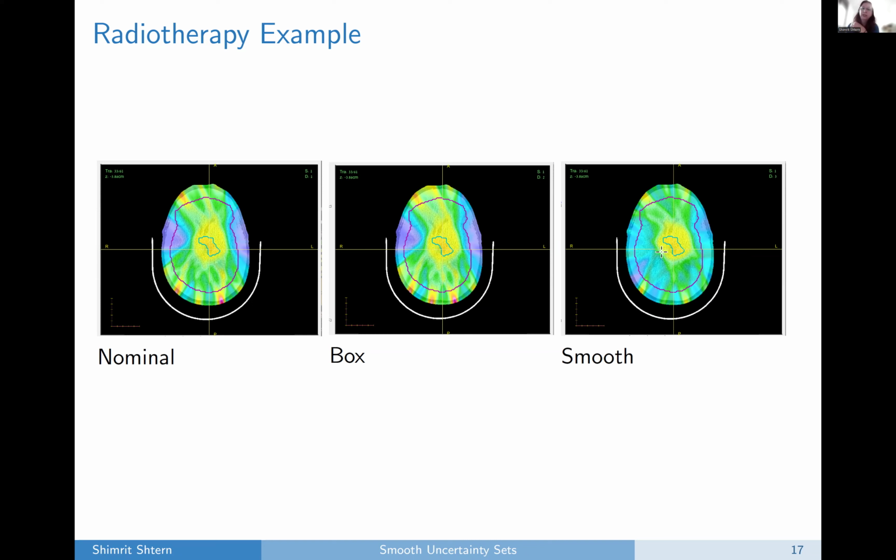So it actually does get better results in the sense that it gets a better treatment here.